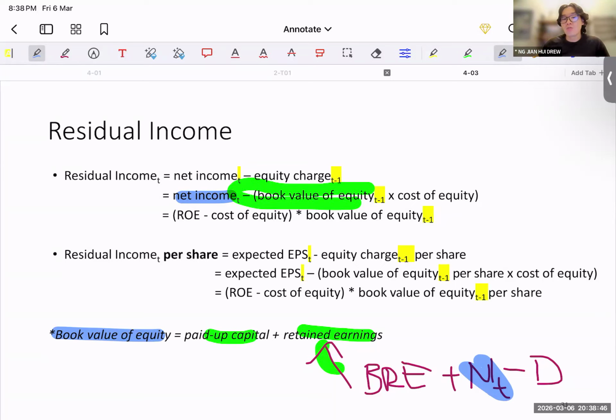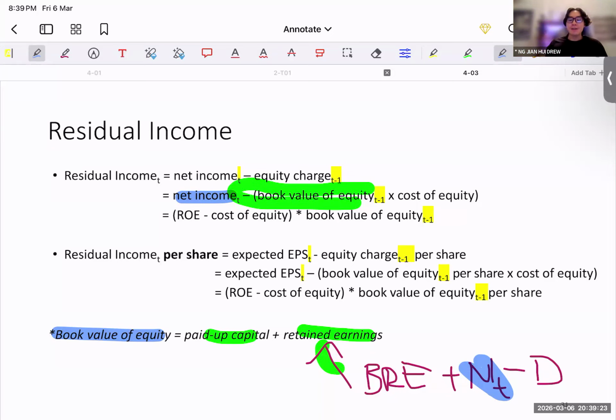So this is going to be wrong. You're going to overstate your residual income, right? So hopefully you can see now that you need to use the equity charge as of T minus 1 because of two reasons. The beginning equity is the amount that you use to invest to generate your net income for the year. And reason two is that if you're going to use your book value of equity as of T, then you're going to double count your net income.